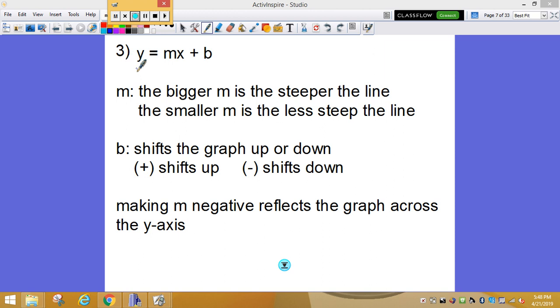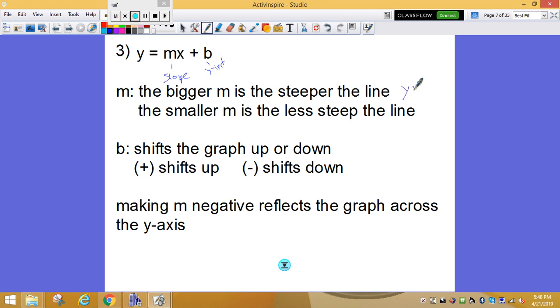y equals mx plus b. Here's what the m does. First, m is slope. Let's write that down. m is slope. b is your y-intercept. So the bigger m is, the steeper the line.